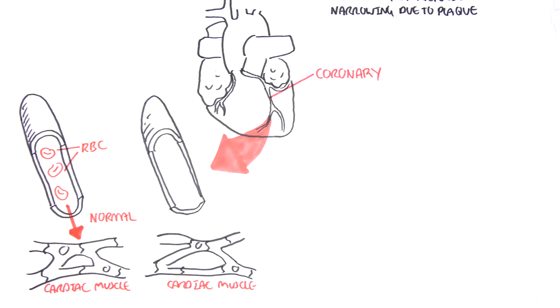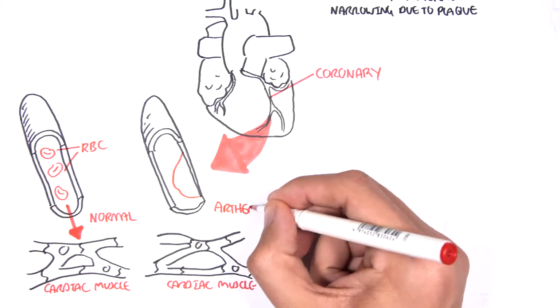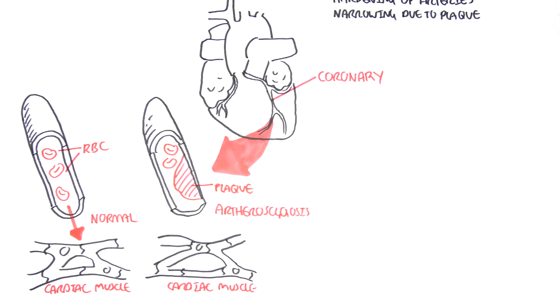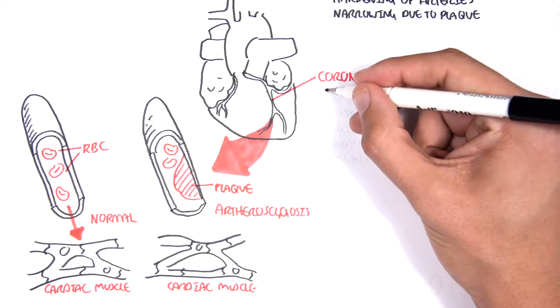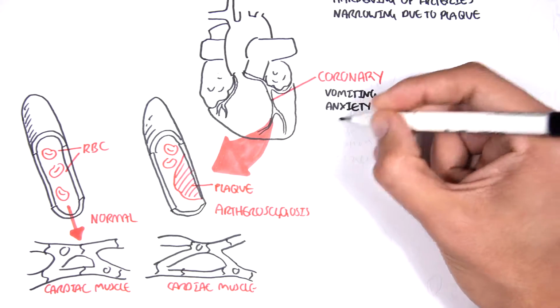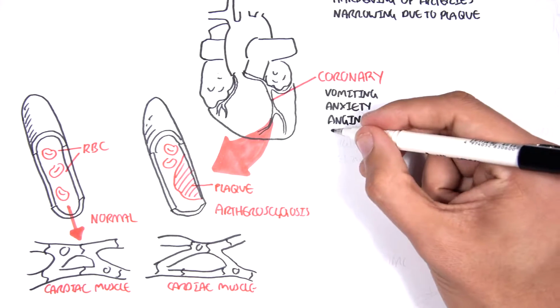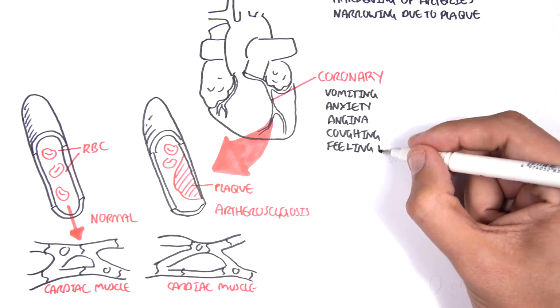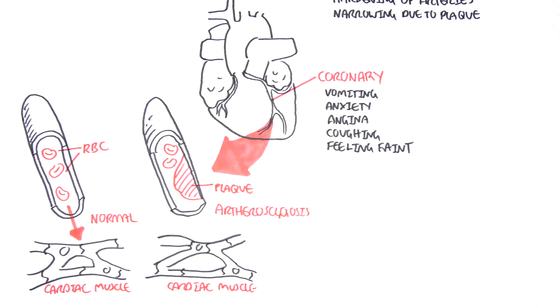However, if we look at an atherosclerosis scenario, there is a plaque formation. Blood can't be delivered properly to the heart, or there is reduced blood flow to the heart. As a consequence, the cardiac muscle cells are deprived of oxygen. Symptoms of atherosclerosis in the coronary arteries include vomiting, anxiety, angina, which is pain in the chest area, coughing, and feeling faint.